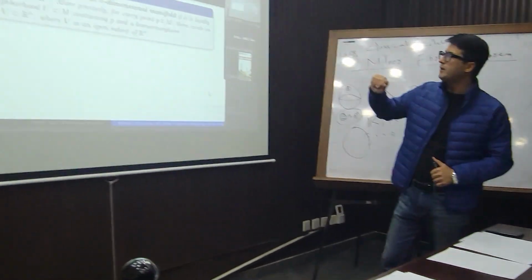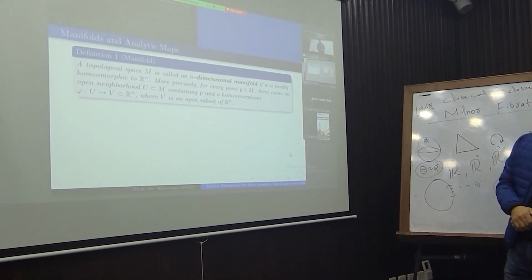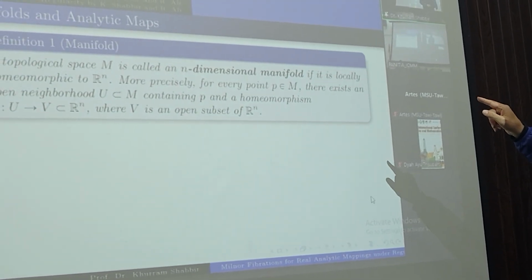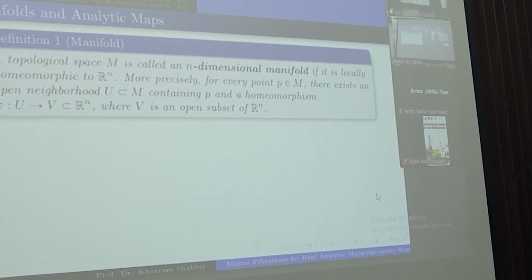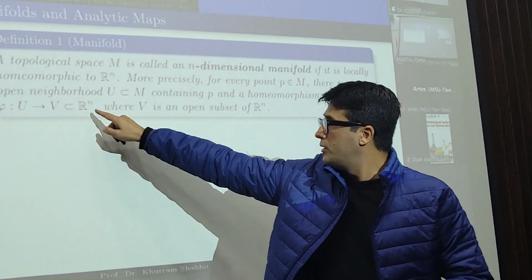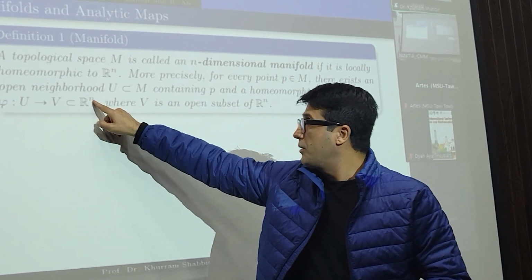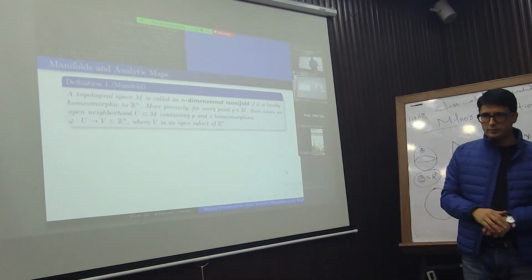As you can see here, a topological space M is an n-dimensional manifold if, for any point on the manifold, the local neighborhood at that point is homeomorphic to Euclidean space of a particular dimension. And then from this dimension, you deduce the dimension of the manifold.